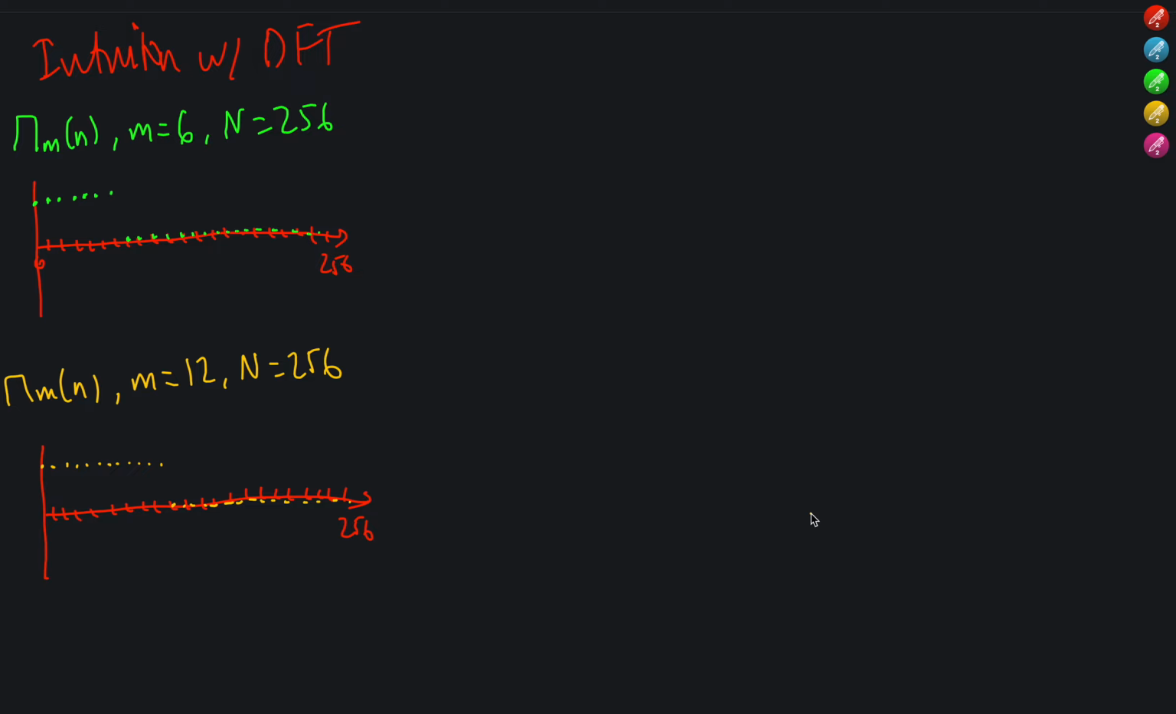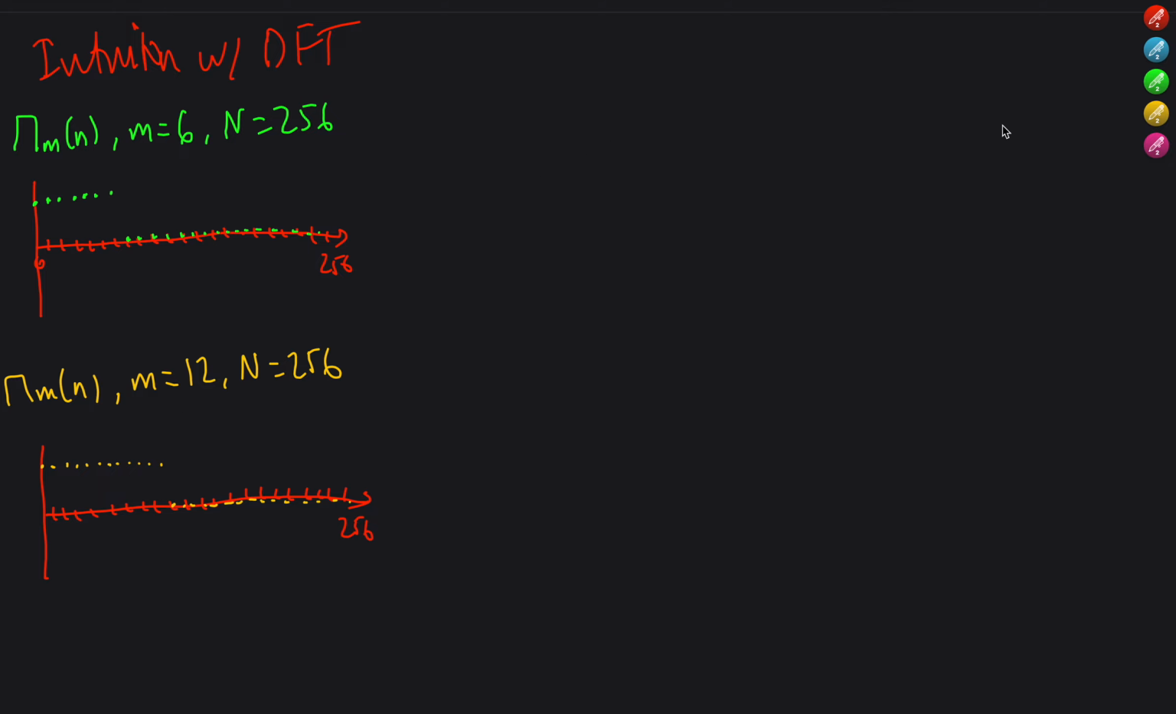In the last video, we did a DFT example and we talked about some properties. Now let's build a bit of intuition. I drew this beforehand so you wouldn't have to watch me draw it. We have two square pulses here. Big N is 256 for each of them, which just means we're sampling 256 times. What's important is the pulse width. Here we have a pulse width of 12 and here we have a pulse width of 6.